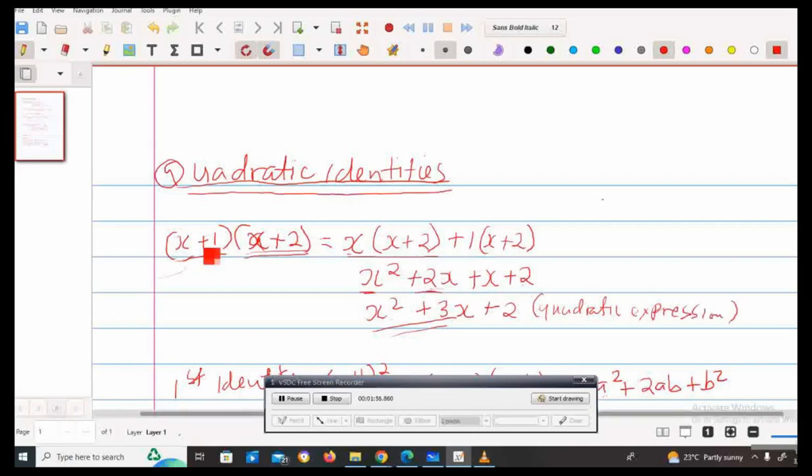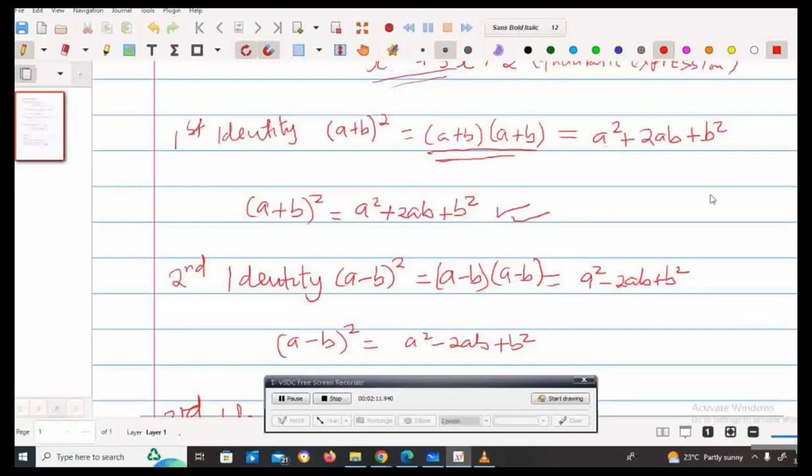Now the process of opening these brackets is called expansion. The expansion process can be made easier if we understand some other techniques called quadratic identities. There are 3 of them. Let's look at the first one: a plus b squared. This is the same as taking a plus b in brackets multiplied by itself again, just the way we square a normal number.